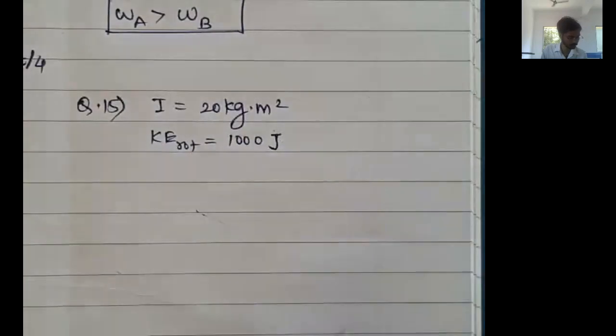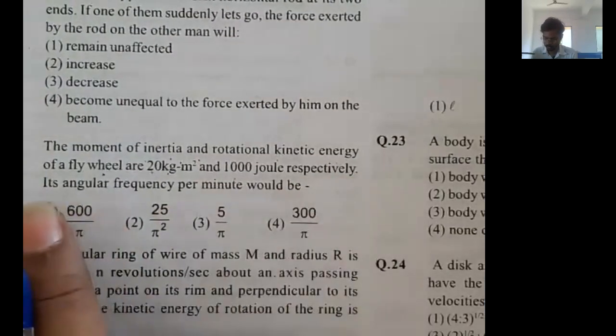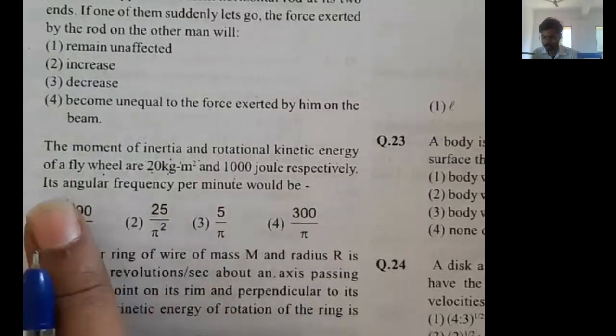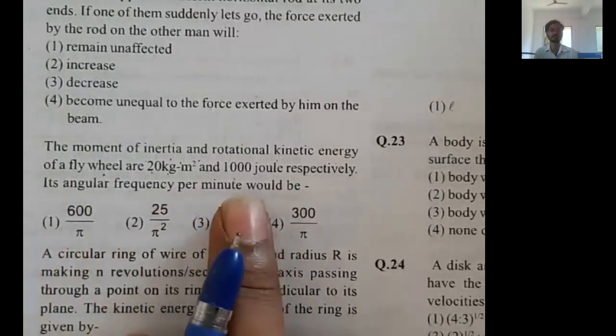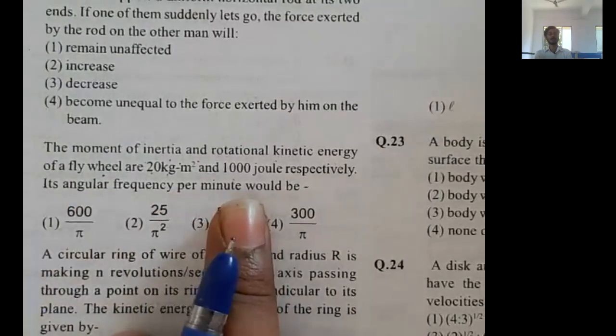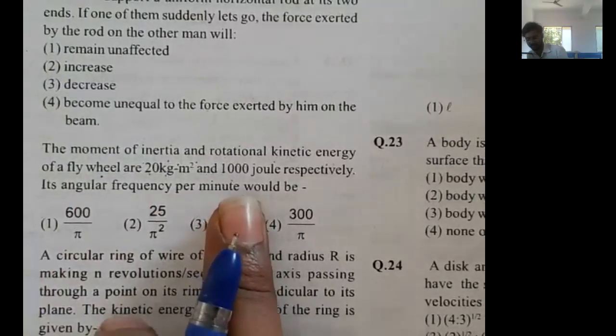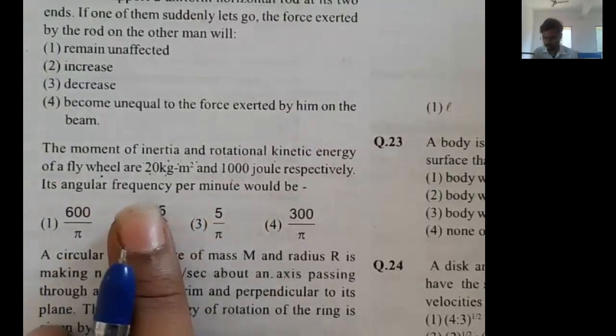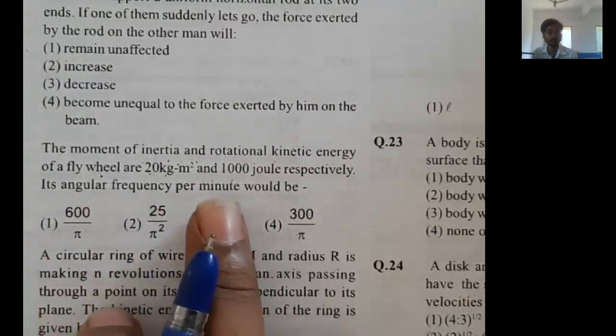Okay, sir. Fine. Respectively. Now, if the angular frequency per minute, meaning omega, they are basically not asking. They have said angular frequency, but they have written per minute. Means what? Per minute or per second, that is rotation per minute or rotation per second.